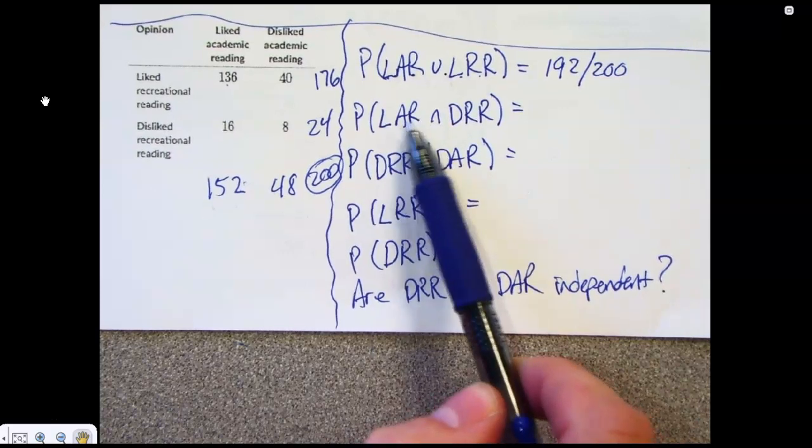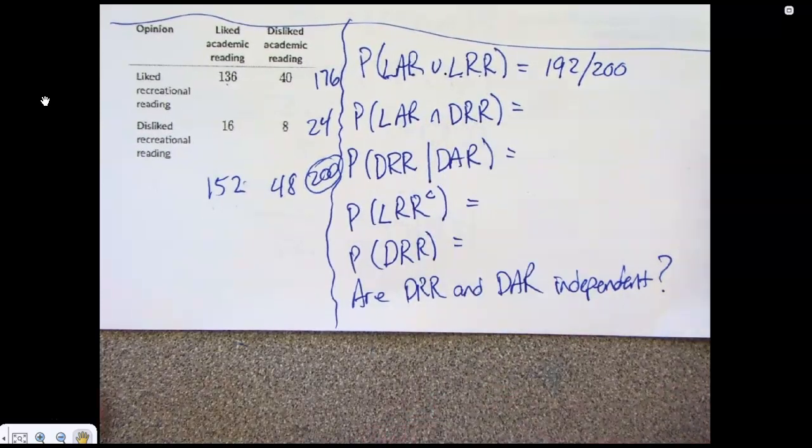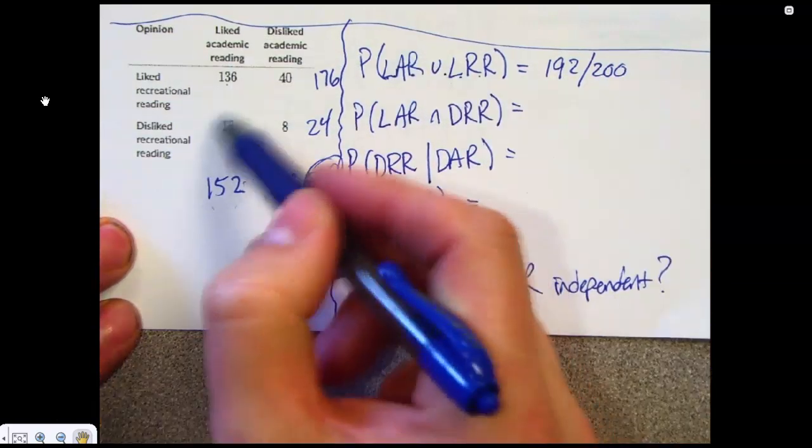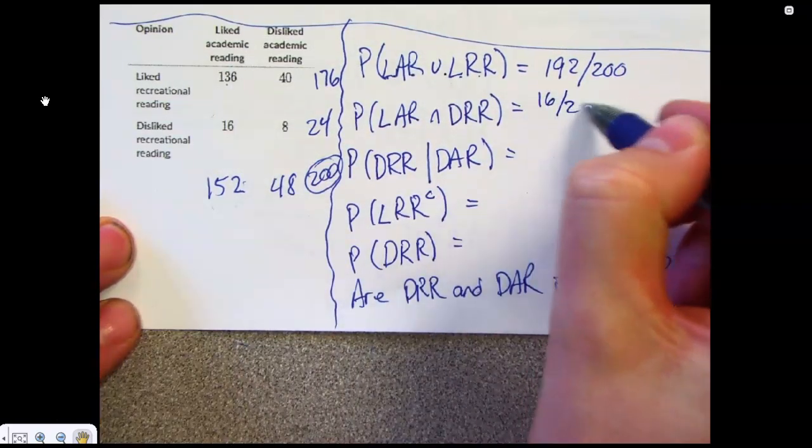Liked academic reading and didn't like recreational reading. So that's just looking at this one number in the chart. That's 16 out of the 200.